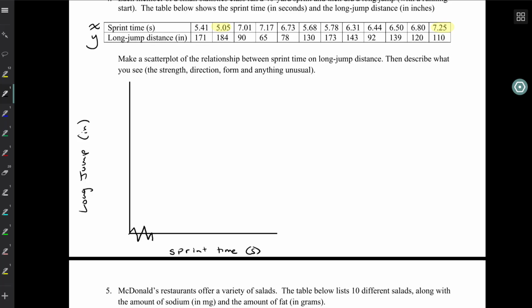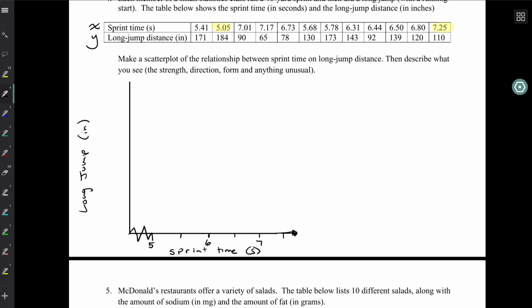And we can actually just go ahead and plot that first one here at 5, and then maybe we'll go by 0.5 seconds. 5.5, 6, 6.5, 7, and then 7.5. Okay? Again, we're just looking to eyeball things right now. We're getting a rough idea. So 5, 6, and 7 seconds.